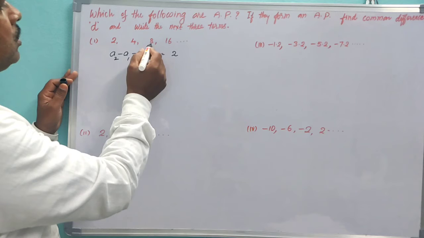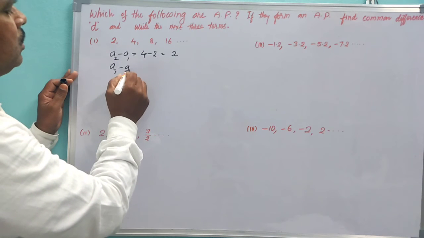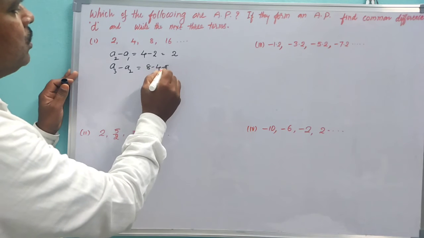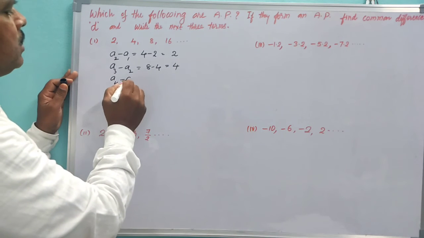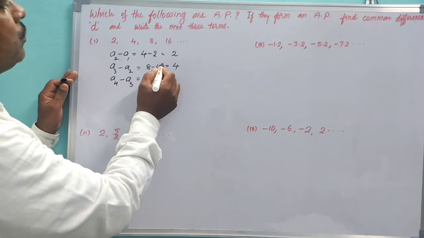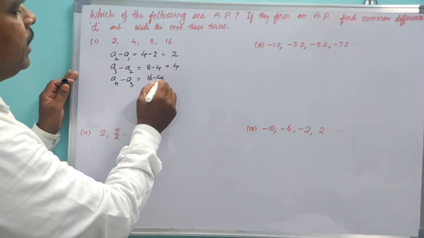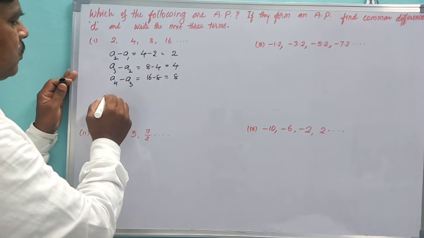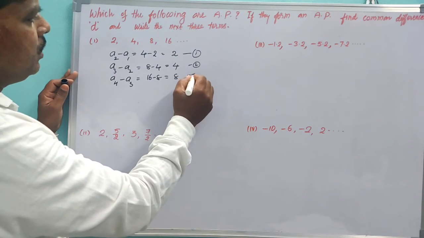Again, the third term minus the second term, A3 minus A2, that is 8 minus 4, is equal to 4, and the fourth term minus the third term. This is the fourth term and this is the third term, so 16 minus 8 is equal to 8. So here this is the first one, this is the second one and this is the third one.